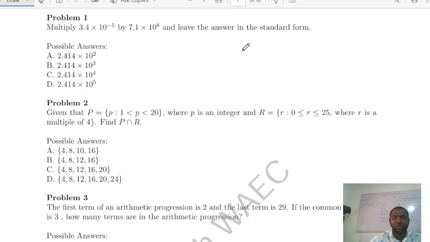I remain your tutor Life Changer, and here in order to help the WAEC students, I decided to solve past questions, WAEC past questions. This one is the 2024 WAEC past question, as it is going to help you in preparation for your exams.